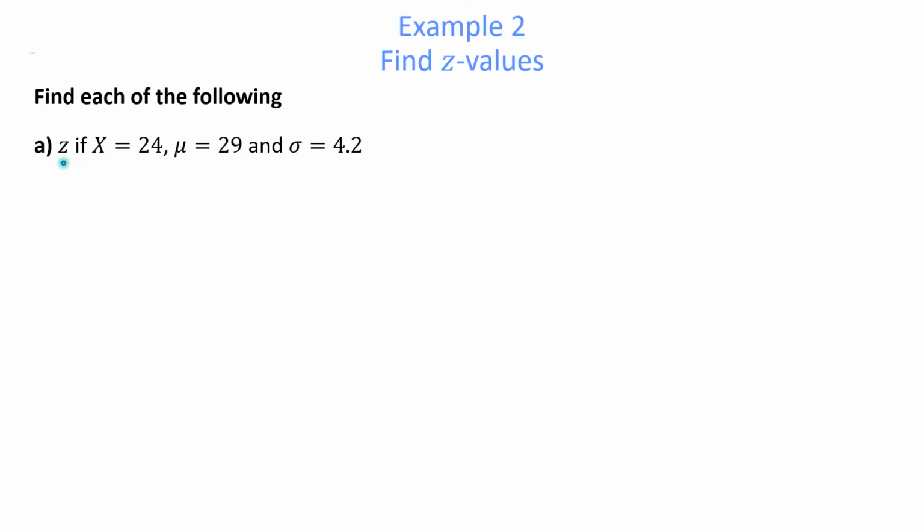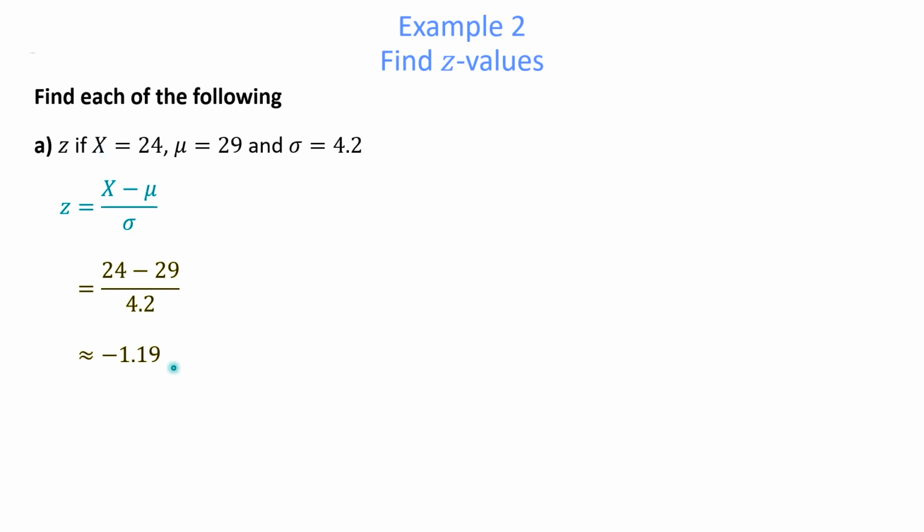Example 2. Part A, we want to find the corresponding z value if the data value x is equal to 24, the mean is equal to 29, and the standard deviation is equal to 4.2. So we can use this formula here. We substitute these values in, okay, to give us the following. We calculate this and we get approximately negative 1.19. And this has been rounded to 2 decimal places. And this is very common to do for z values. Now, this is our corresponding z value for the given data value x equals 24.